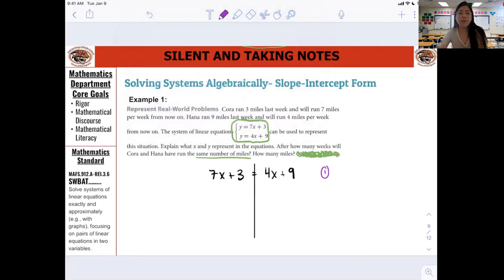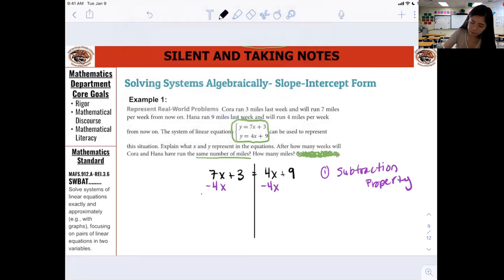You can move the 3 over, but before I do that, I want to move something else over. What should I move first before I start moving the numbers, the 3 and the 9? The 4x. And what operation should I use? Subtraction property. Yeah, we're going to subtract 4x. Where should I take it from, the 7 or the 3? 7. Good. Okay, 7 minus 4 is 3, so I have 3x plus 3 equals 9.